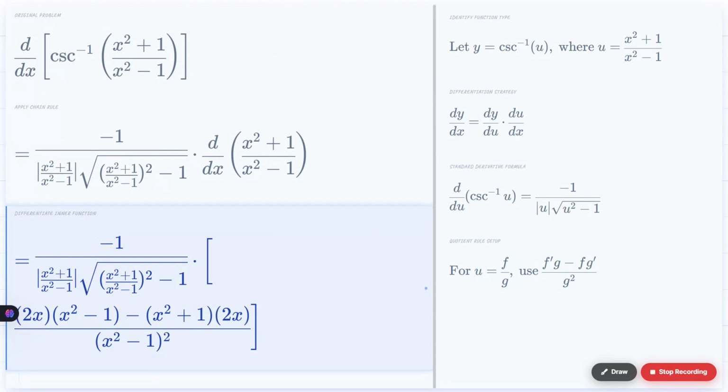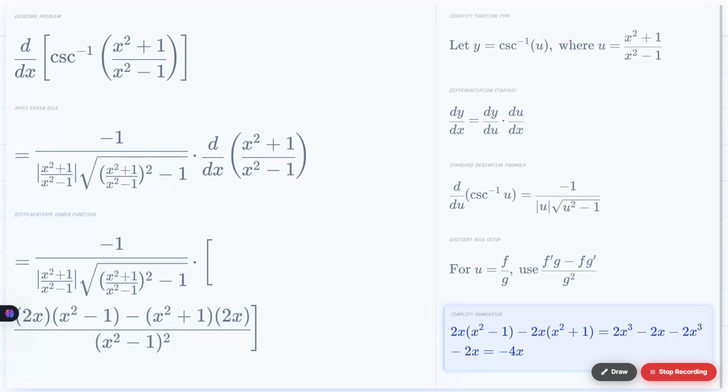We find the derivative of the inner part, which is x squared plus 1 divided by x squared minus 1. We do this to finish the chain rule step. We use the quotient rule formula, which is f prime times g minus f times g prime, all divided by g squared.